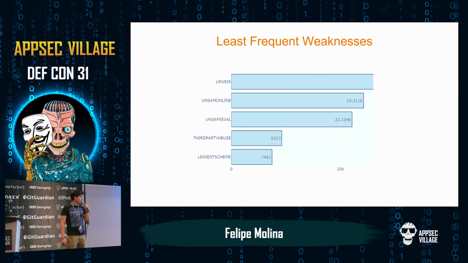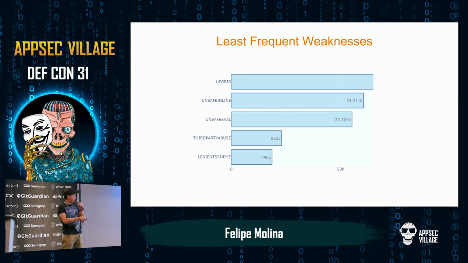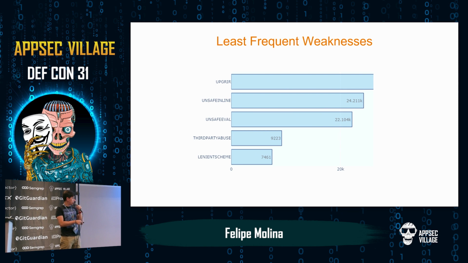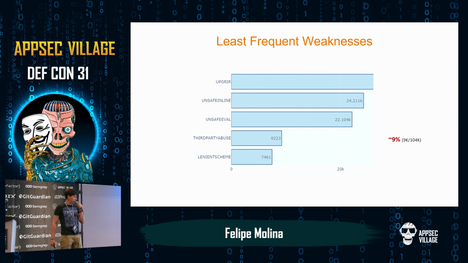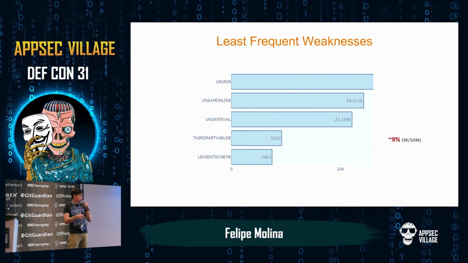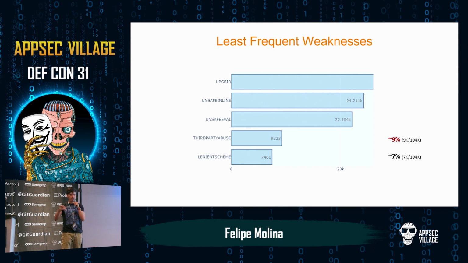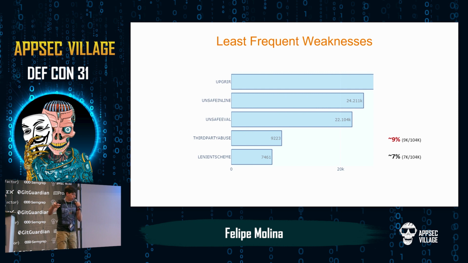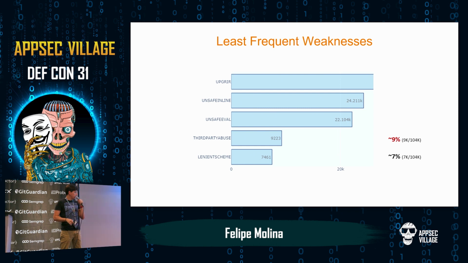So the least frequent weaknesses are unsafe inline and unsafe eval. They are there, but those are the two that get me more worried. For example, 9% of the sites that define a content security policy can be abused by third-party domains. I will get back to that later. And lenient scheme: 7% of the sites are allowing HTTP handles, for example, to execute the scripts. Anything that comes from HTTPS, for example, they are okay in executing as a script. So yeah, it's a bit worrying as well.